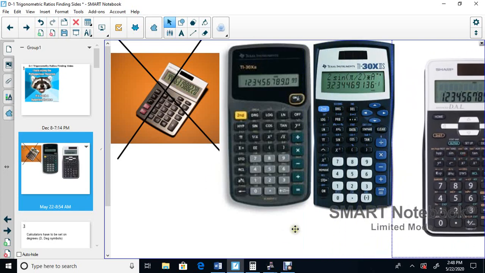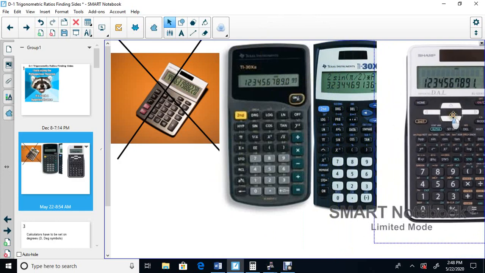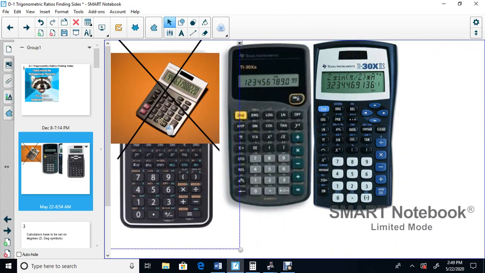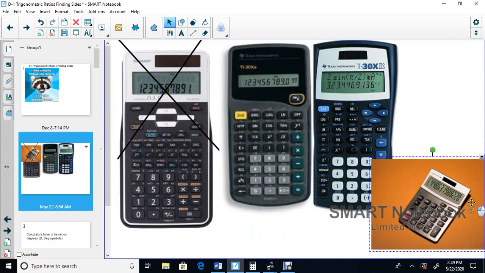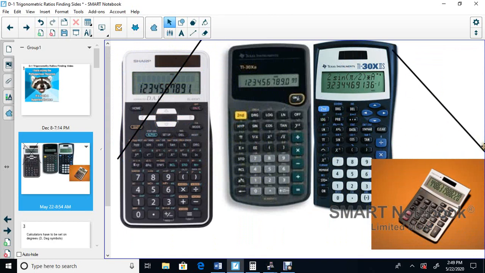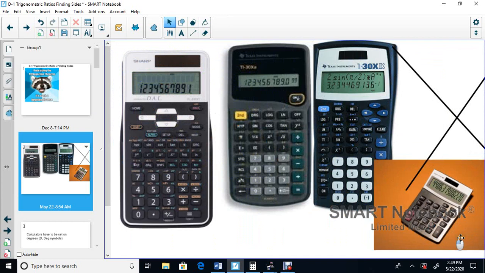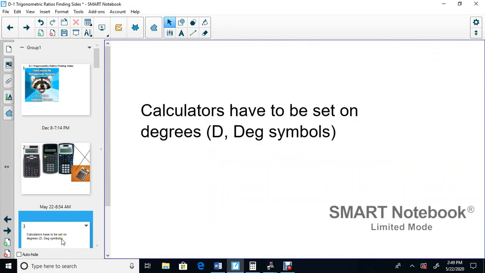Okay, this one's okay. It's not the best. These two-line calculators are the best. If you use your phone, it's okay, but it's still not the best. A computer will work too, but it's still not the best.